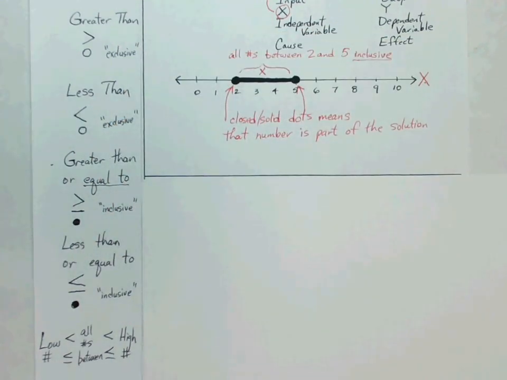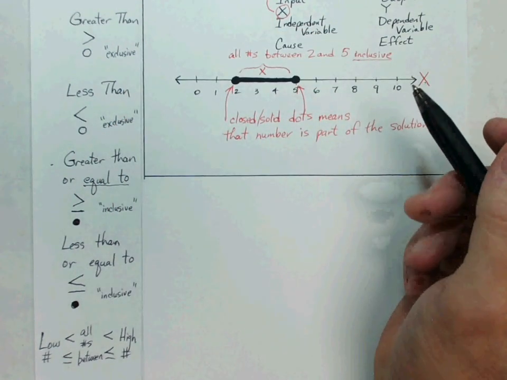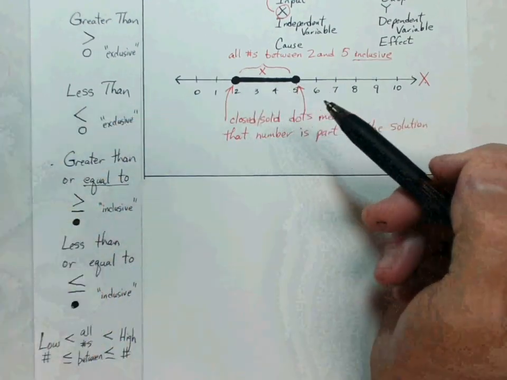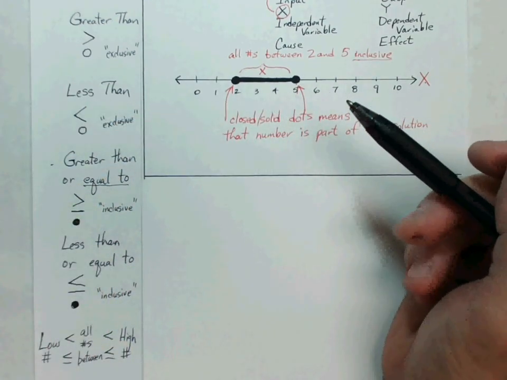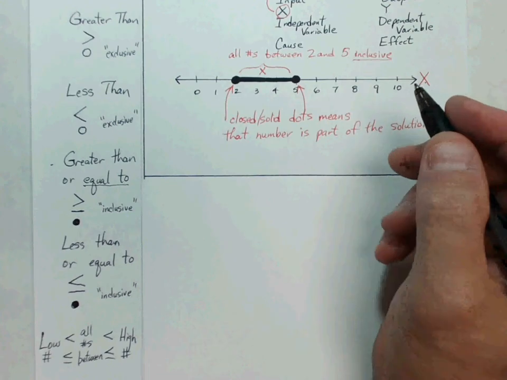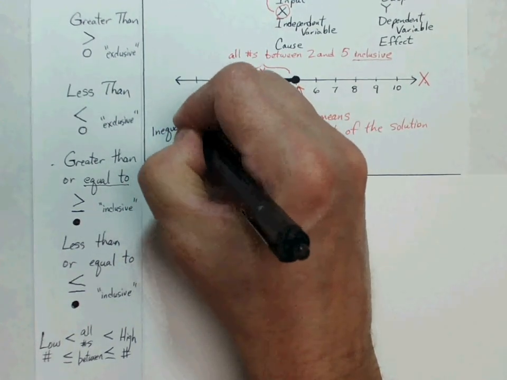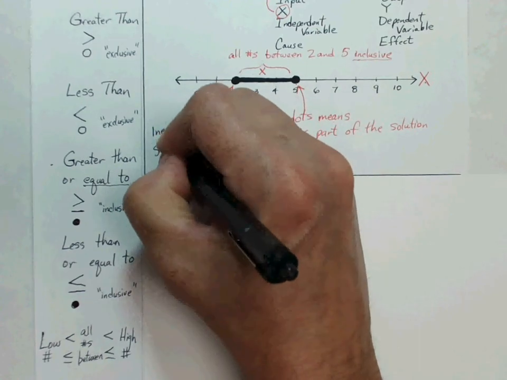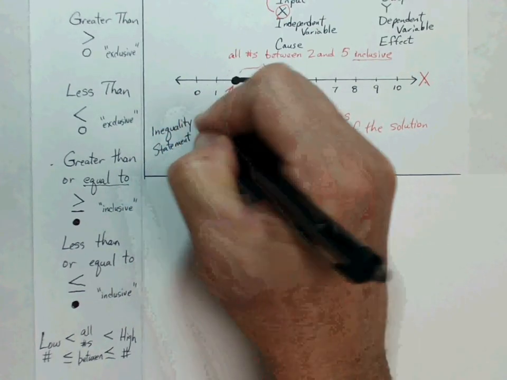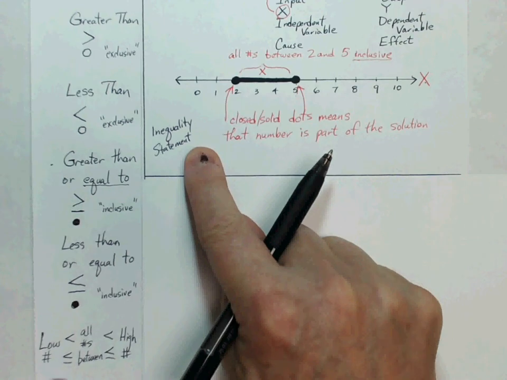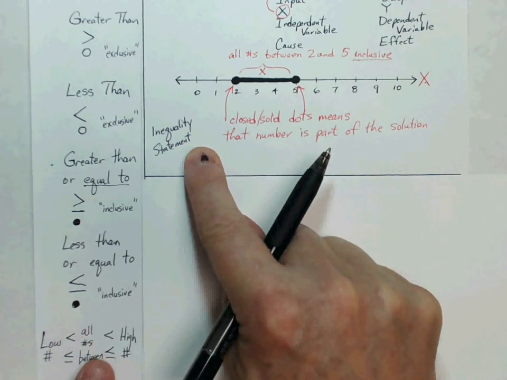All right. So what we're going to do now is we're going to take this information right here and we're going to write what is known as an inequality statement. An inequality. And the inequality statement is based on this right here. Okay? So let's look at our picture.